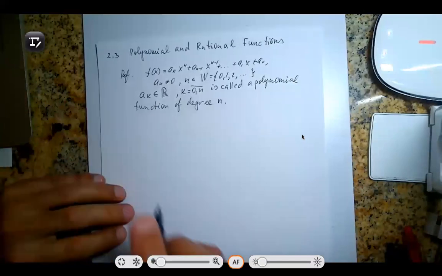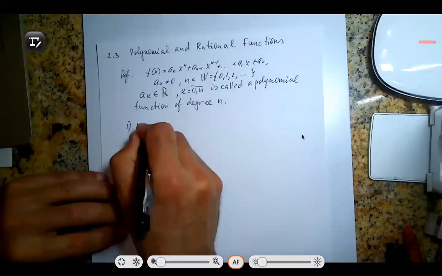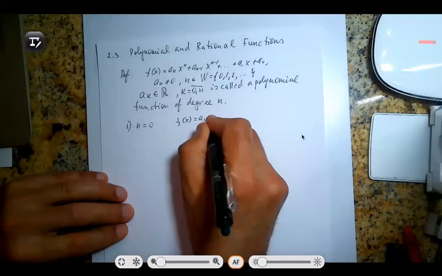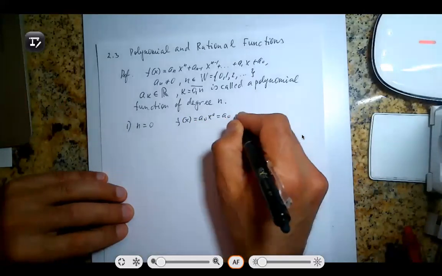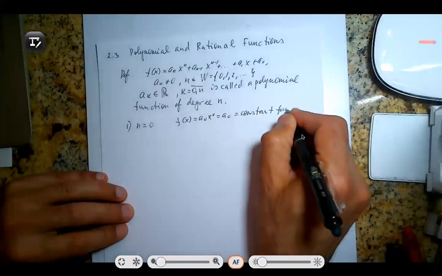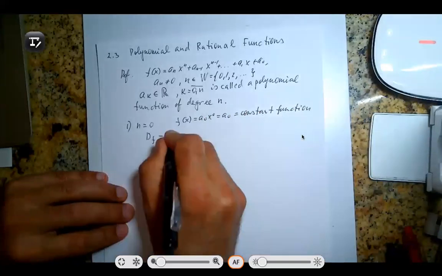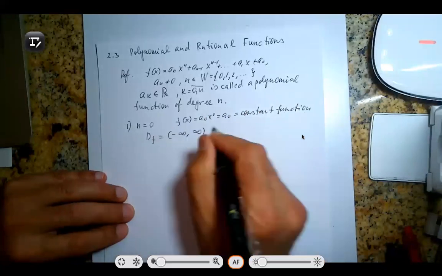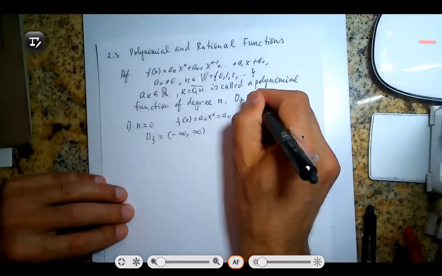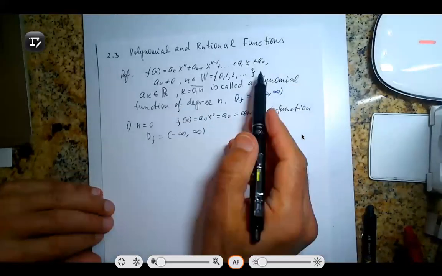So let's see examples. If n equals 0, then we get f of x equals a sub 0 x to the 0, which is a sub 0, a constant function. What is the domain of it? All real numbers. By the way, the domain of an entire polynomial function is all real numbers. I don't have to say this anymore, because you can plug in any real number.